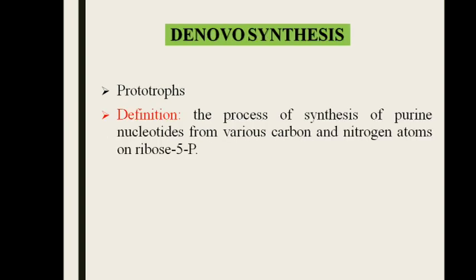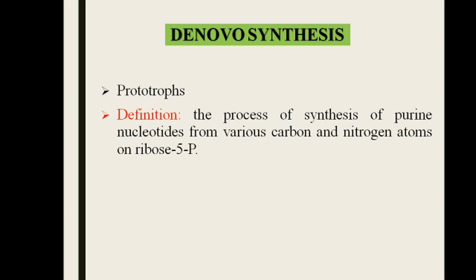So, let us talk about the de novo synthesis. What do you mean by de novo synthesis? That means the purine ring is synthesized from different molecules, which could be amino acids, amino acid derivatives, certain cofactors, certain coenzymes which participate in the synthesis of the purine ring. Hence we call it de novo synthesis. It's a new synthesis that is happening with the help of the various different molecules required for the synthesis. We are called prototrophs because we are able to synthesize them.